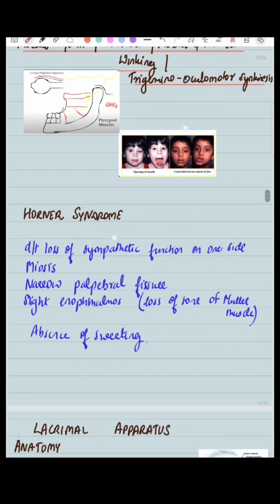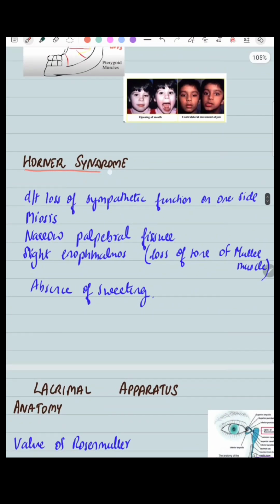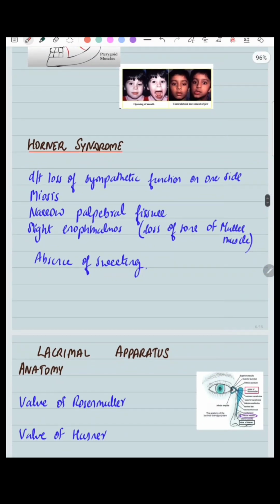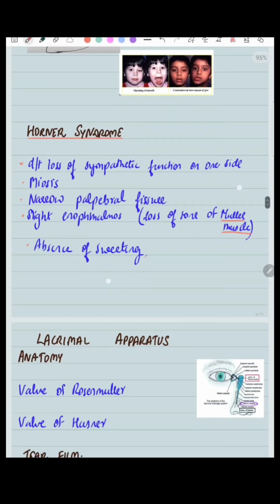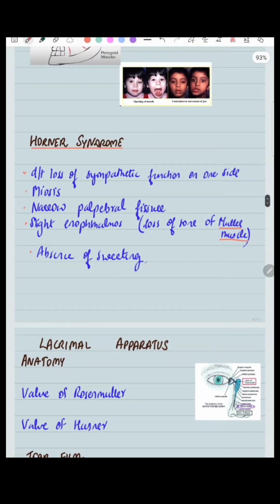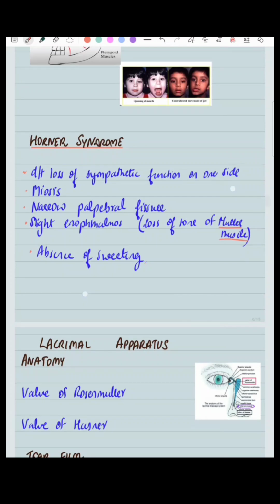Now, coming next is Horner syndrome. Horner syndrome is due to the loss of sympathetic function on one side. There will be miosis, narrow palpebral fissure, slight enophthalmos, and loss of tone of Muller muscle, because Muller muscle is supplied by the sympathetic plexus, and absence of sweating in postganglionic lesions. That is about the eyelid. I have done separate videos on Horner syndrome and ptosis, so I will put the link in the description box. If you are interested, you can watch that.